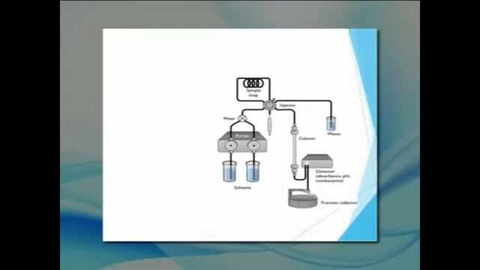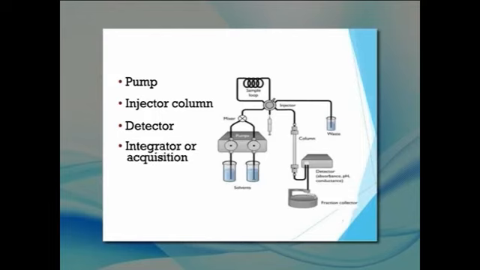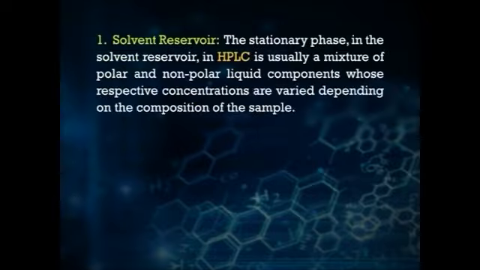HPLC instrumentation includes a pump, injector, column, detector and integrator or acquisition and display system. The separation occurs inside the column. First is the solvent reservoir. The mobile phase in the solvent reservoir in HPLC is usually a mixture of polar and non-polar liquid components whose respective concentrations are varied depending on the composition of the sample.